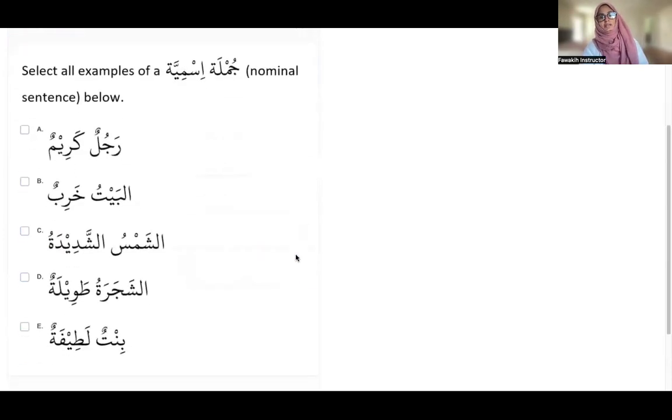Okay, then we have Jumla Ismiya below. Who knows what this is? So B. Is it D as well? Yes. Okay, so which one is in Jumla Ismiya? So A is definitely not. It's a fragment. And then al-baytu kharib, the B definitely, because bayt is mubtada, it's mu'arraf bil al. Kharib is nakira, they both marfu'a. Ash-shamsu shadida, there's a fragment. And then who said D? D is right as well, because ash-shajara, the tree is tall. And then bintu latifa, no, this is a fragment. So it's going to be bayt and shajara. You got it?